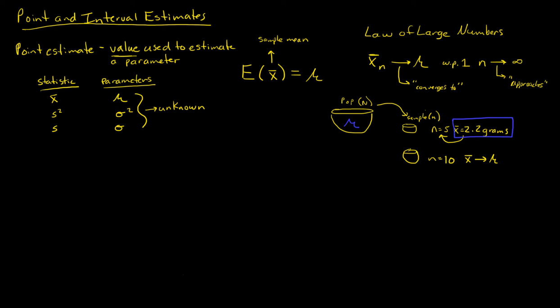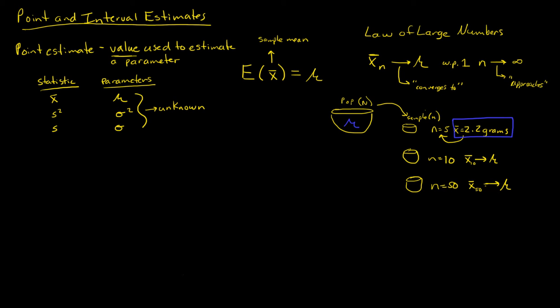It'd be a better estimate of mu because it's based on a larger amount of beans, right? If I did this again, and now my pot gets even bigger, and I'm doing this now on n equals 50 beans, then this x bar, which is based on 50, would converge even closer to mu, or the population mean.